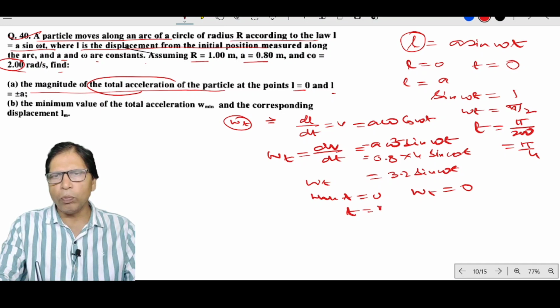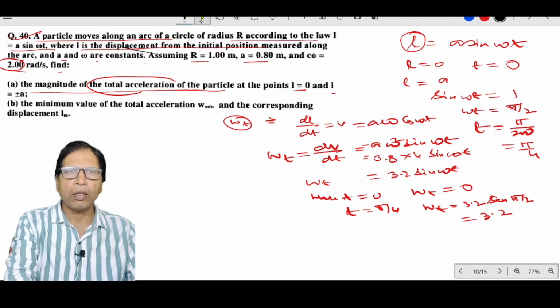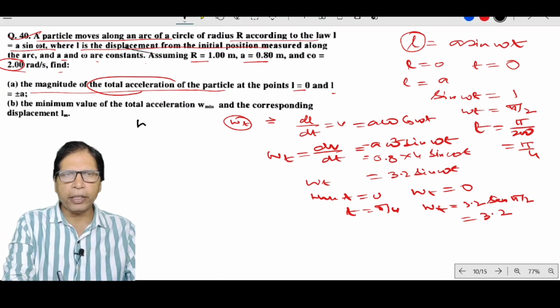When t equals pi by 4, the tangential acceleration is 3.2 sin(2t), and sin(2 into pi by 4) is sin(pi by 2), which is 1. So the tangential acceleration here is 3.2. Now, the normal acceleration Wn is v square by r.